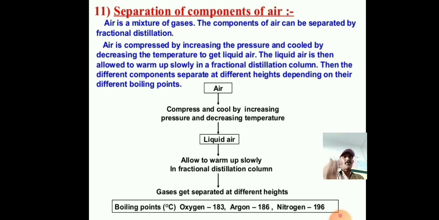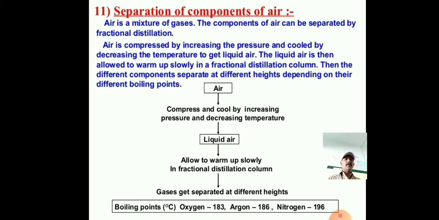Here a flow chart shows how the different components can be separated. We have taken air, and that air is compressed and cooled by increasing pressure and decreasing temperature, then it forms liquid air. Then this liquid air is allowed to warm up slowly in a fractional distillation column. So, gases get separated at different heights.